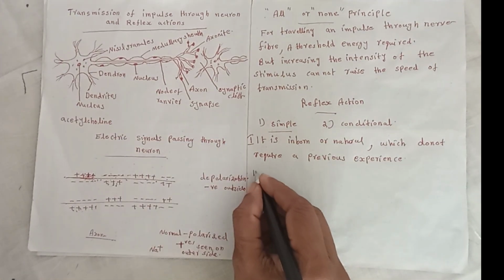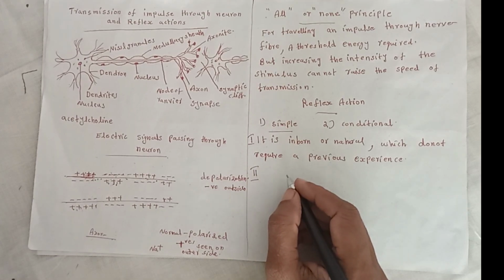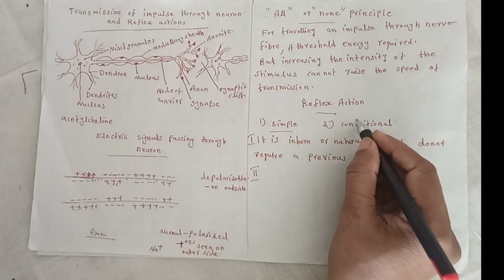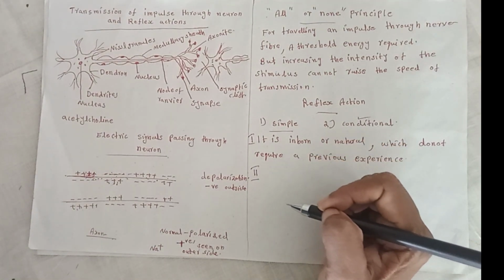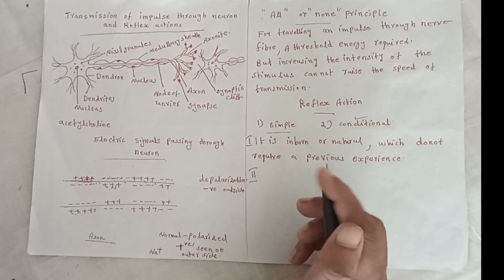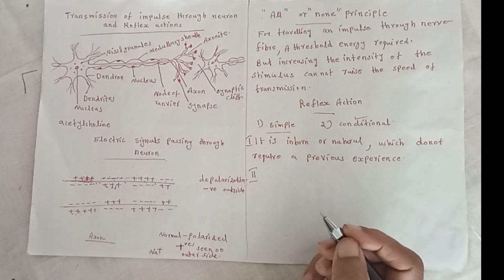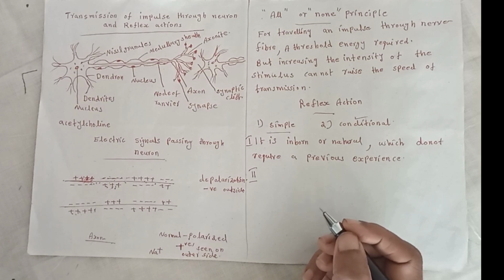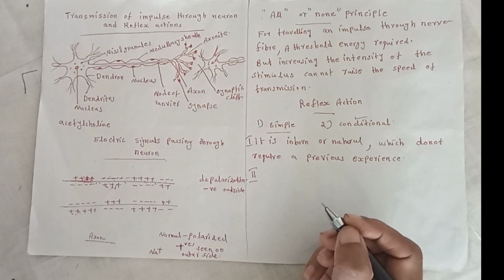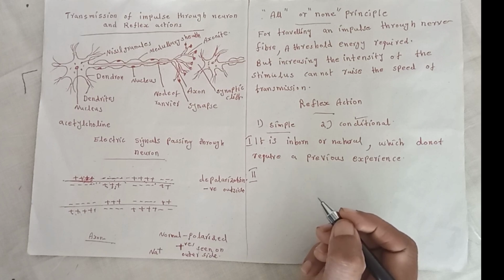Next, second, conditional reflex action. Conditional reflex action is the outcome of repeated experience. The brain remembers the situation and works in an unconscious manner. Such reflexes are called conditional reflexes.